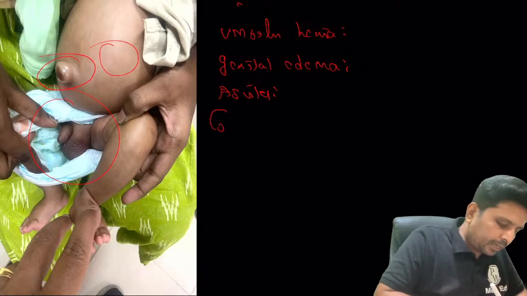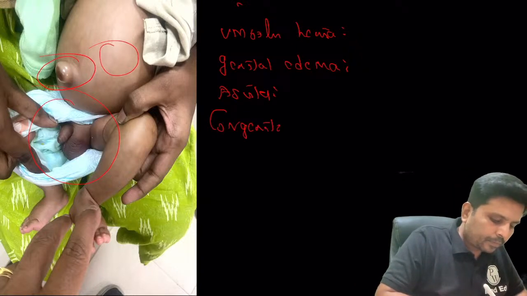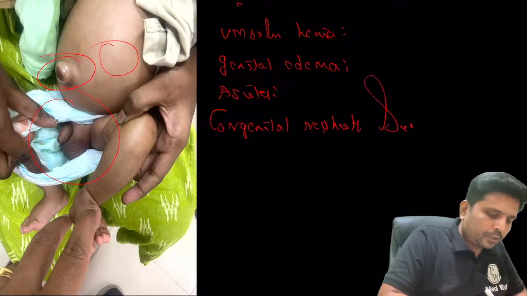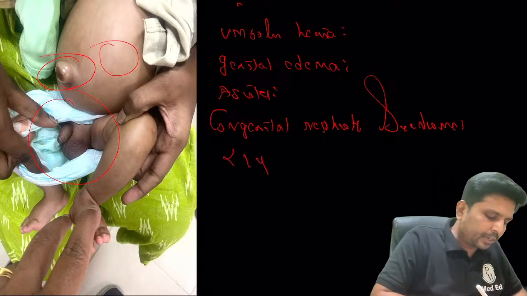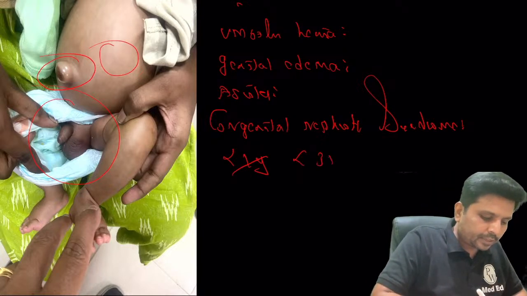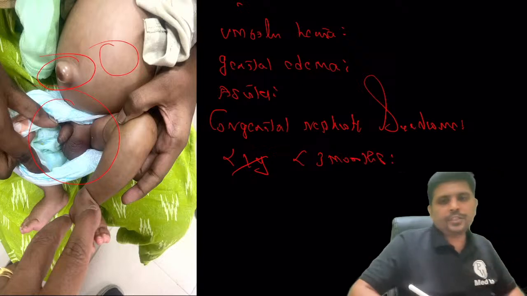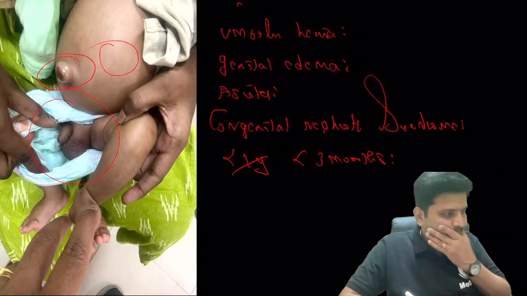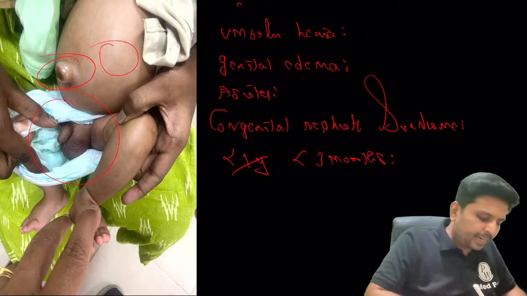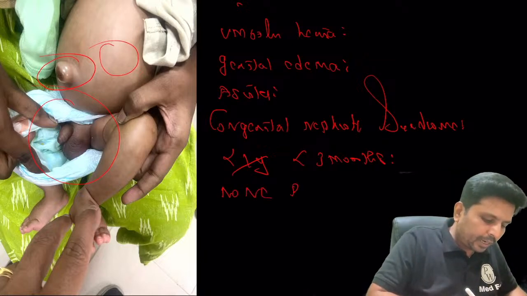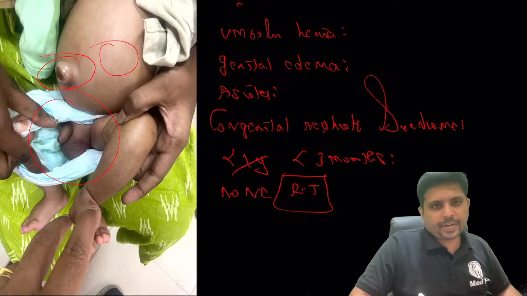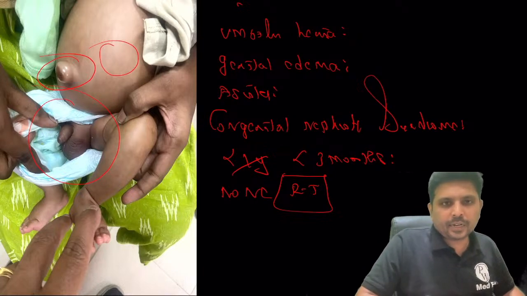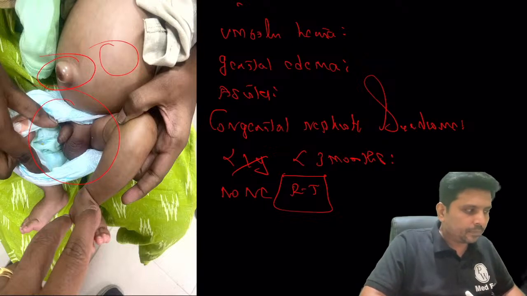So this is called congenital nephrotic syndrome. When the onset is less than 3 months, you say congenital nephrotic syndrome. Treatment, none. Only renal transplant. Okay.